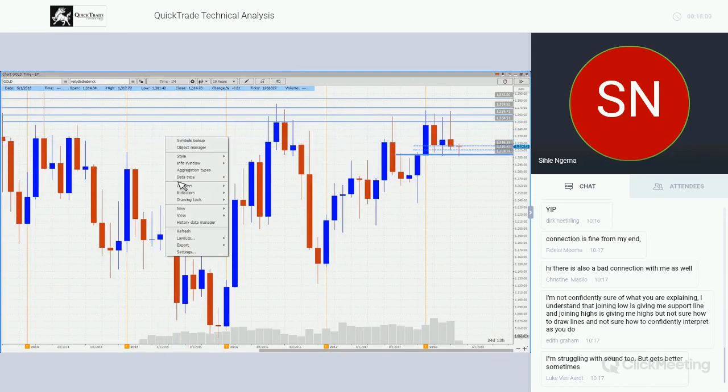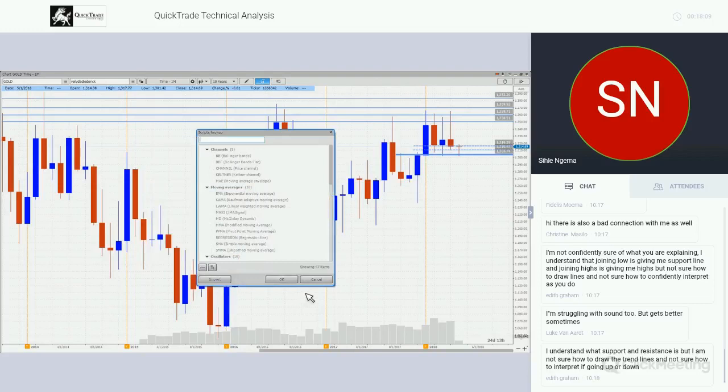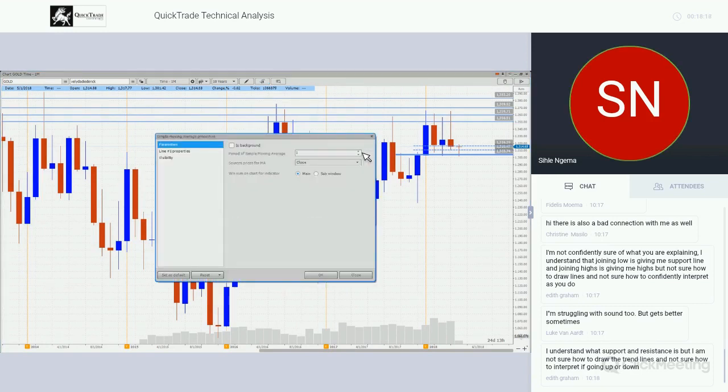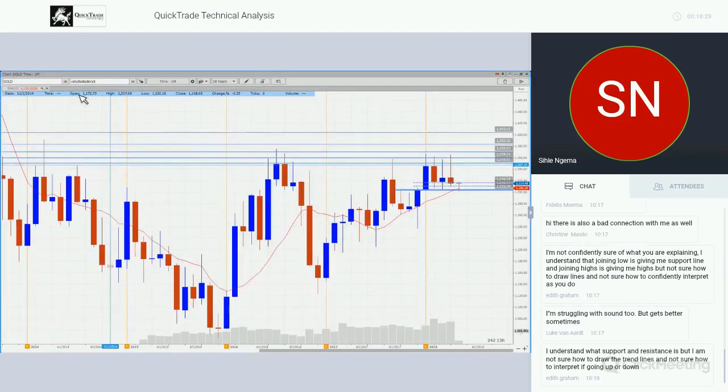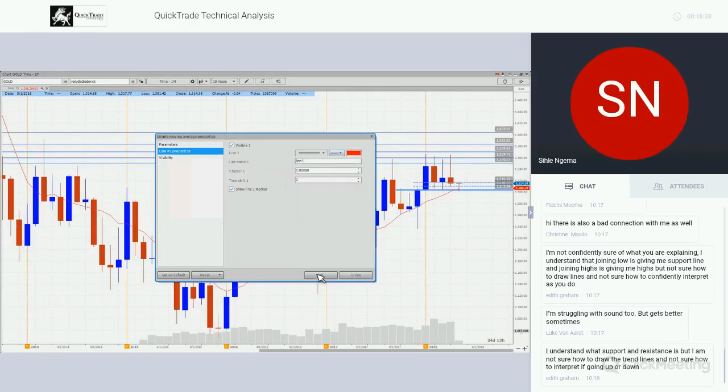You right click on your chart, you go to your indicators, you choose add indicator, and you go to simple moving average. You go okay there, and you come to period of simple moving average. The default is one, move it up to 10 and go okay. I'll try and make it thicker. To make it thicker, you go to line properties. It is now this thick red line.